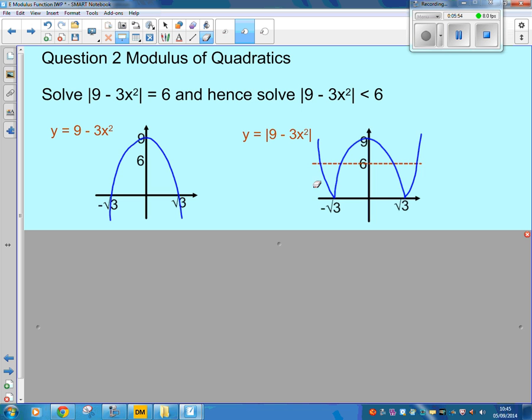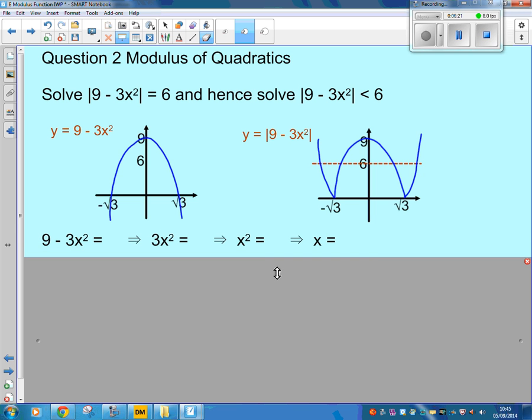Now notice I'm also looking at where it equals 6 and then where it's less than 6. So I put in the dotted line where y is 6. Because this is where the sketch really helps us. Because it says that if I'm solving the modulus of 9 minus 3x squared equals 6, I want to look at where it cuts the line y equals 6, and this tells me it cuts it at 4 points. So I want 4 solutions. Let's try to find them.